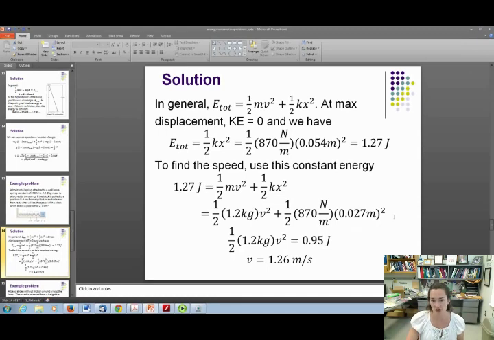If I plug in for all of that stuff, I can multiply through by 1/2 times 870 times 0.027 squared, and then subtract that from both sides. And then I get 1/2 times 1.2 kilograms times v squared is equal to 0.95 joules. Now I just multiply by 2, divide by 1.2, and then take the square root to get my speed at that point, and it's 1.26 meters per second.